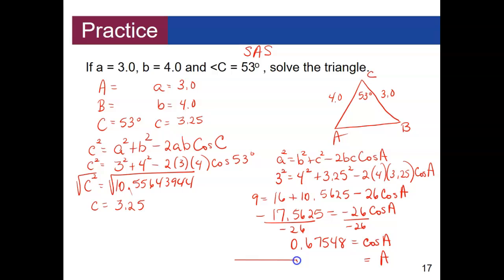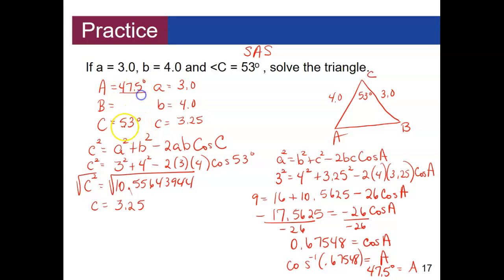So A is going to be the inverse cosine, because remember we need to use inverse cosine in order to get rid of the cosine. So I have inverse cosine of 0.67548. And so angle A is going to be 47.5 degrees. Okay, so we'll come up here and we'll put in our 47.5 degrees.